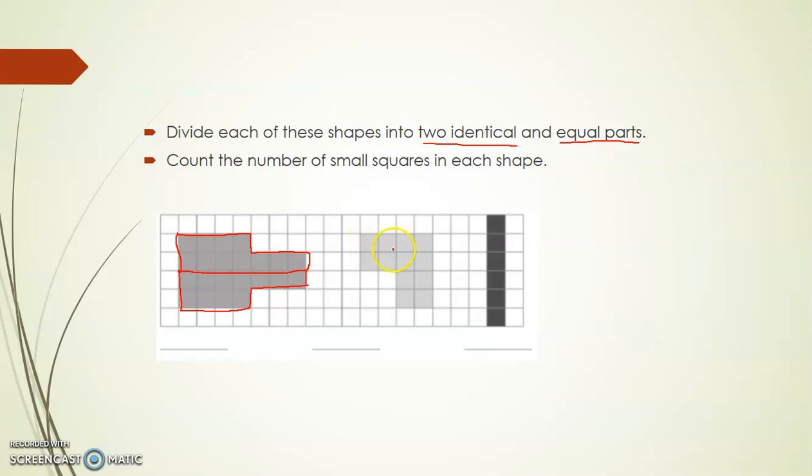Equal parts have an even number of squares. You can see this has 12 squares. So 6 each will make it equal. Equal, but it will not be identical because this is not a symmetrical picture. So here the parts are equal, but they are not identical.